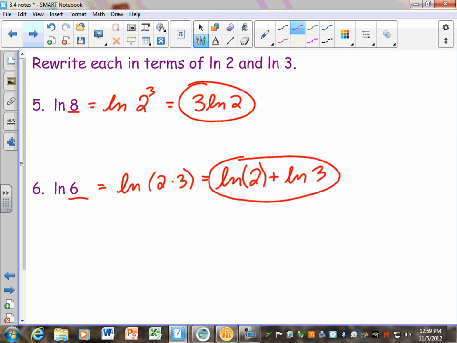I think there's a multiple choice one on your homework today that asks you which one of these would be the same as, like, ln of 12, and you just have to think about the properties of what numbers would multiply to give you 12 or divide to give you 12. Okay?